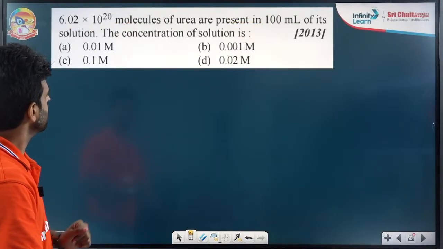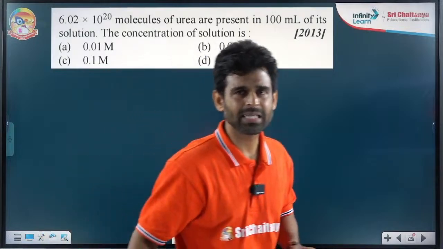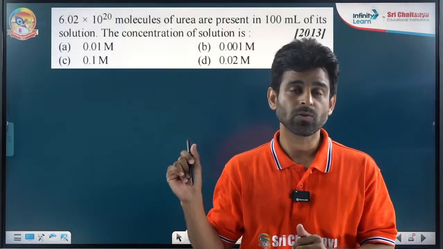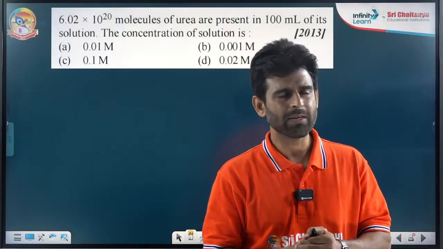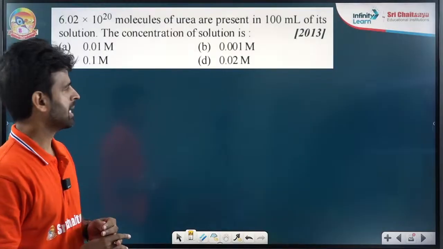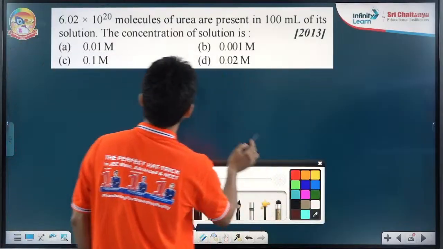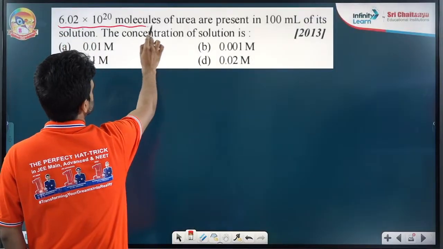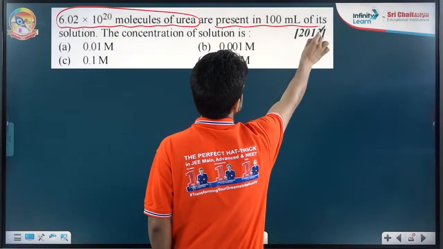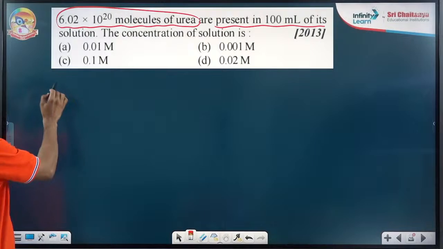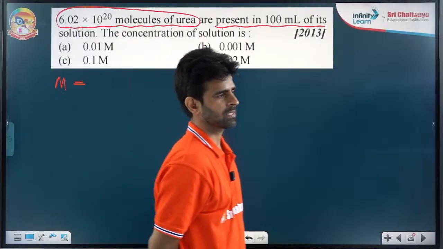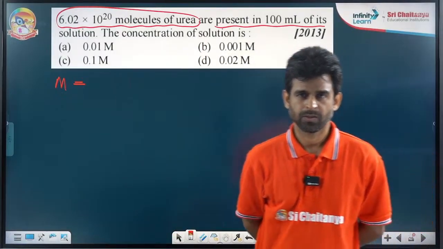Okay, now this one. Concentration of solution means they're asking the molarity. Be careful. Concentration of solution means they're asking molarity. So look at the question. Very basic question we are doing. They are saying here we are having so many molecules of urea, so you can find the moles from here. And they are giving the volume of solution. So please give me the answer fast. What is the molarity coming?